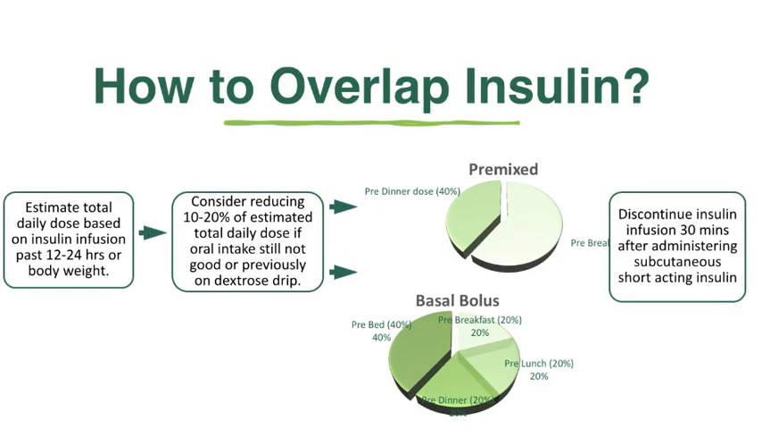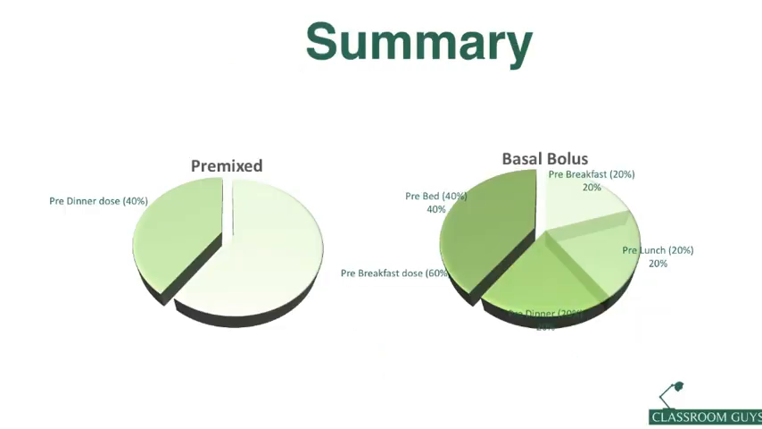Once the regime has been determined, you may discontinue the insulin infusion half an hour after subcutaneous short-acting insulin has been administered. These pie charts summarize the percentage of total daily dose when converting to subcutaneous basal bolus or premixed insulin regime. Pause the video and carefully read through. I hope it will help you during your ward round.